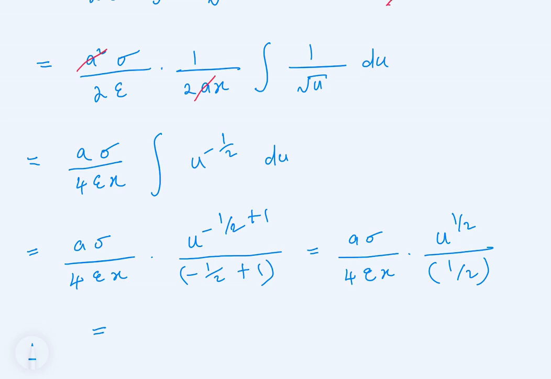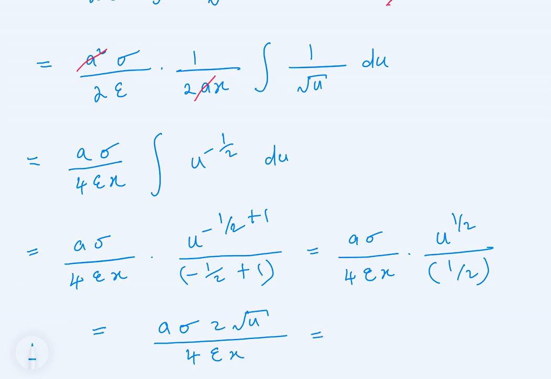Let's see. So we can rewrite this as follows. We can write it as a multiplied by sigma multiplied by 2 multiplied by the square root of u. So we can write it like this. And then at the bottom, we've got 4 multiplied by epsilon multiplied by x. So we can write it like this.